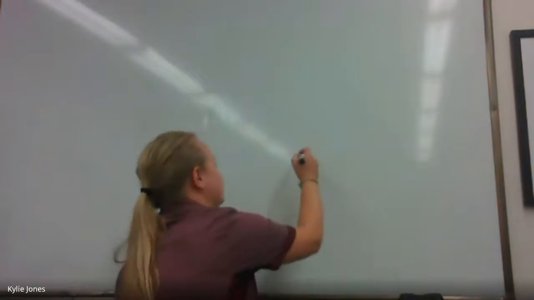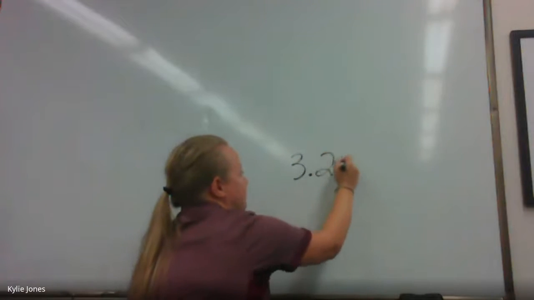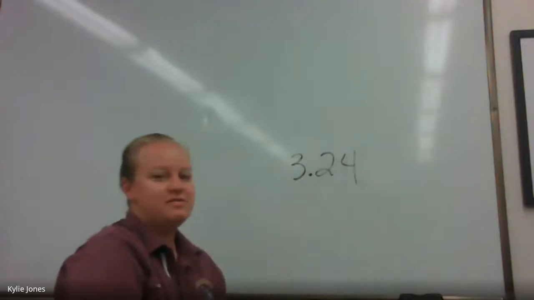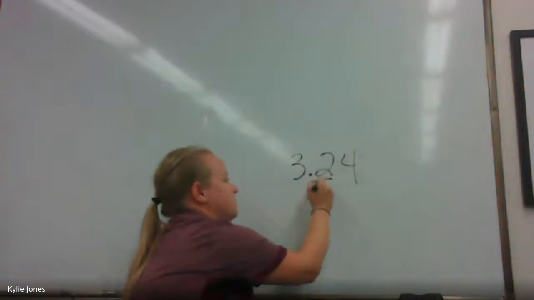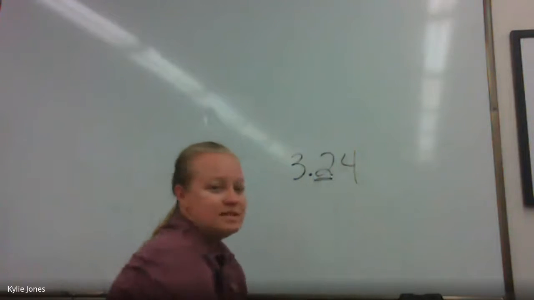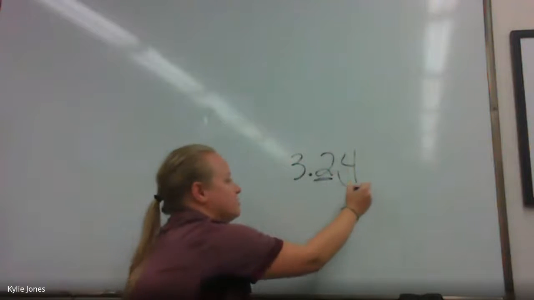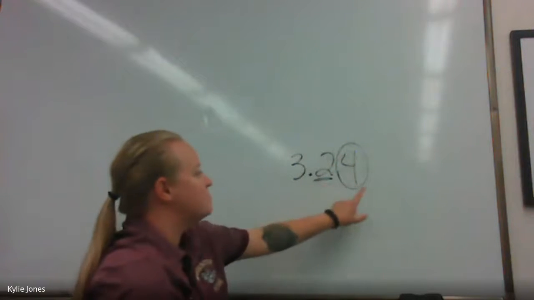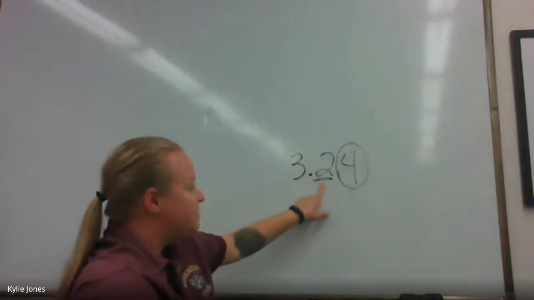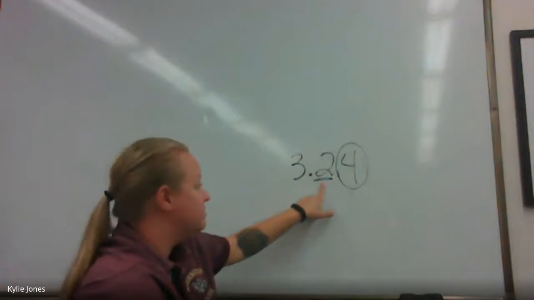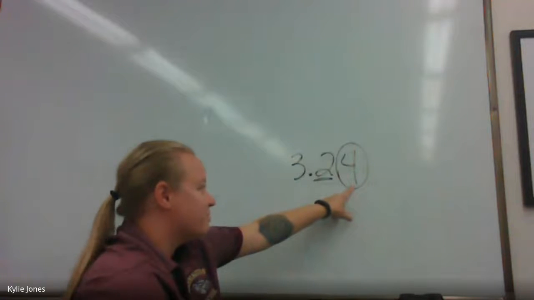Okay. So let's say we have 3.24. Is that big enough? Yeah? All right. Let's say we want to round to the 10th place. That means that you're going to look at the number to the right of it. So you'll always look to the one behind the number that you're estimating to. So if we're rounding to the 10th place, this 2, you're always going to look behind it at the 4.